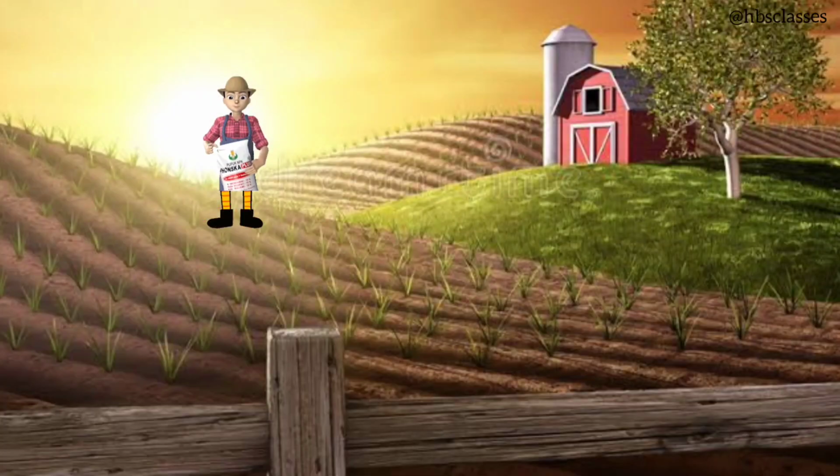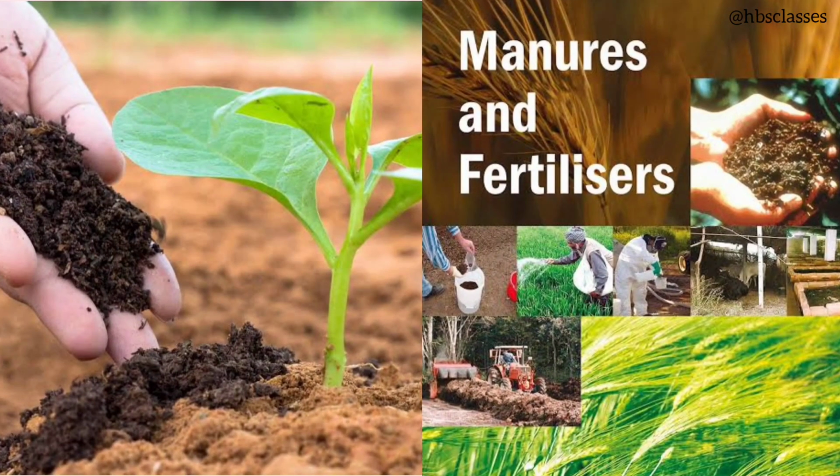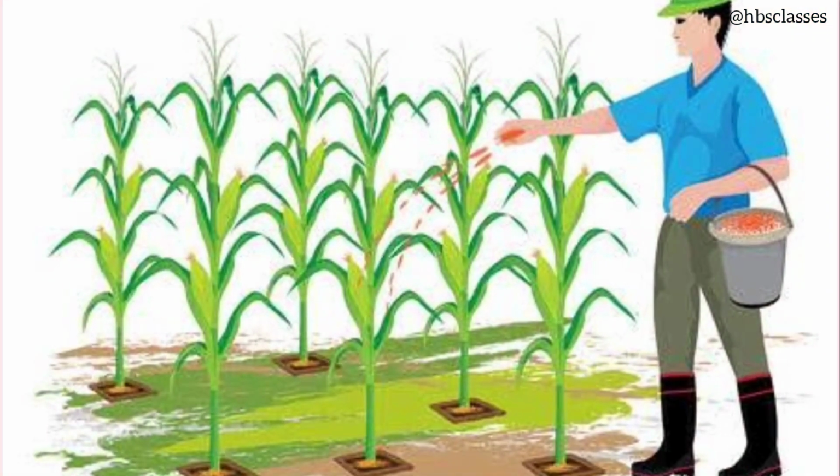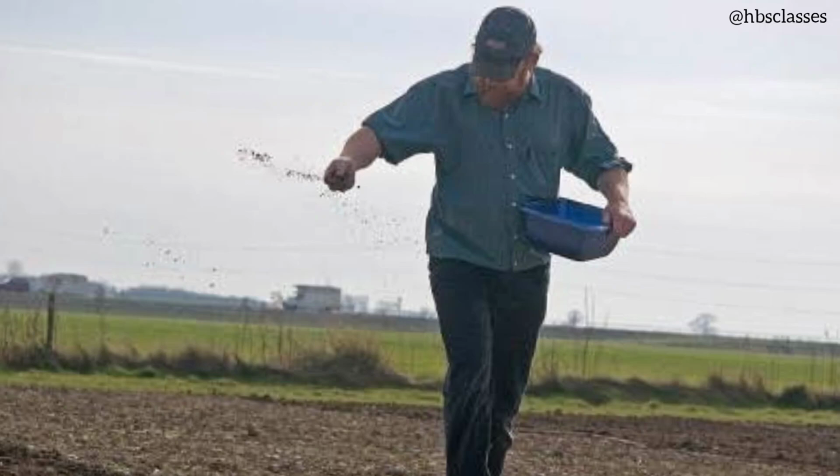Now students, after leveling, manure is added to the soil. The process of adding manure to the soil is called manuring. We know that manure contains many nutrients which are required for the growth of crop plants. So, manuring is done to increase the fertility of the soil before seeds are sown into it.